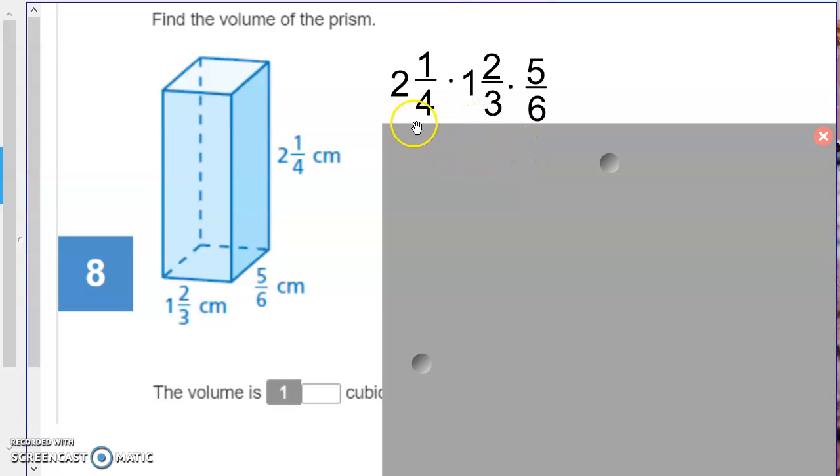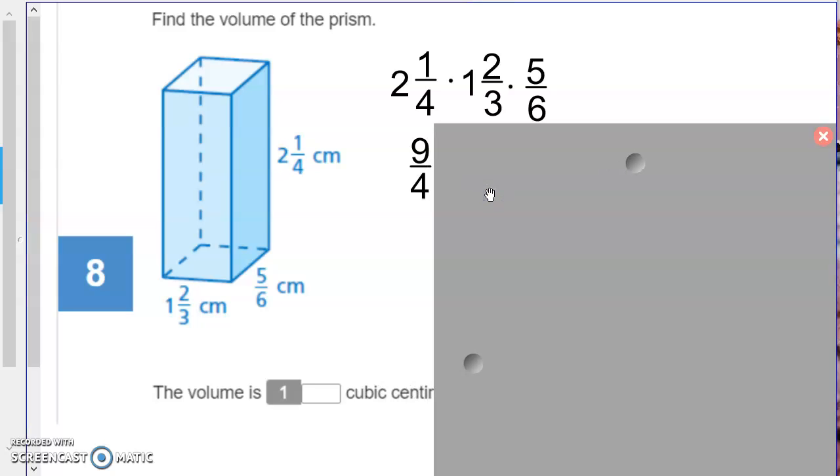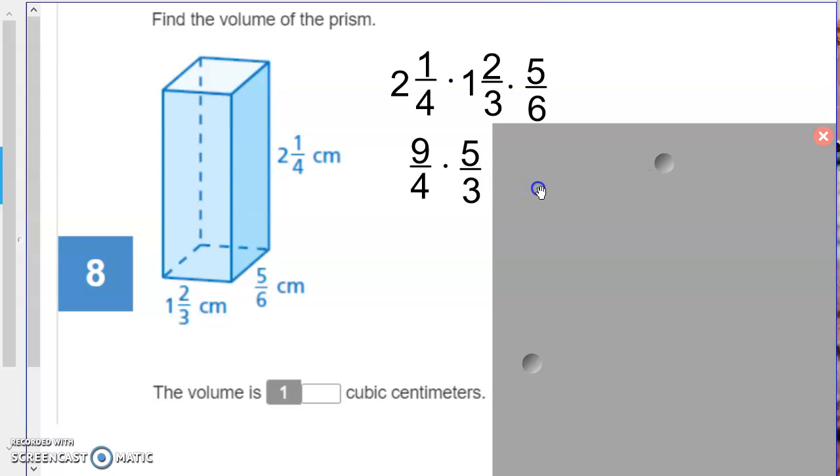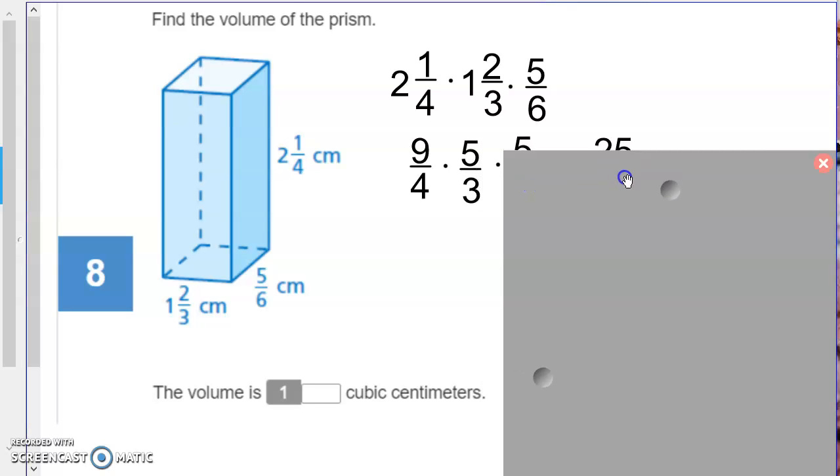In order to multiply these two mixed numbers with this fraction, I have to rewrite these mixed numbers as improper fractions. So remember, I multiply these two numbers, add that to the top number, and keep the bottom number the same. So 2 times 4 is 8, plus 1 would be 9, and I keep the bottom number the same. 9/4 would be the improper fraction. 3 stays on the bottom. 1 times 3 is 3, plus 2 would be 5, so the improper fraction would be 5/3.